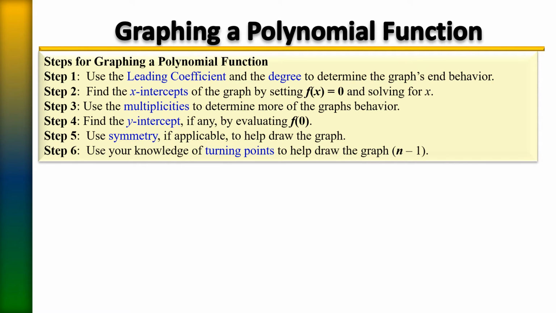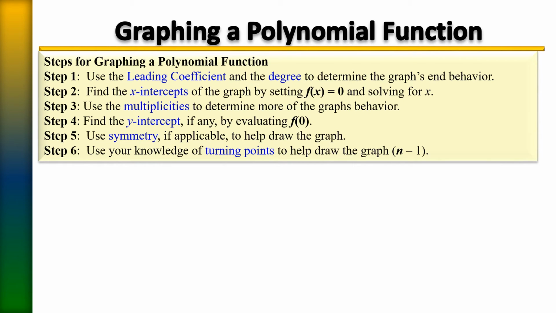Your next step, and again, these steps don't have to be in this particular order, these are just some steps you could take. Another thing you might want to do is look at the multiplicities of each one of the zeros, and then determine the graph behavior by that, whether at those zeros or roots, it is going to cross or just simply touch the x-axis.